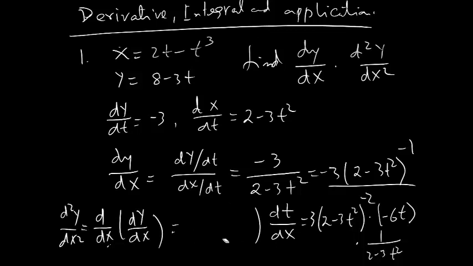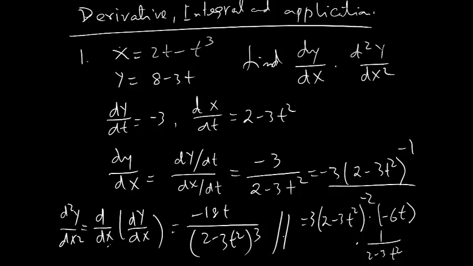So I'm writing the simplified version of my answer. 3 times -6t will give me -18t in the numerator. In the denominator, you see that this goes with the square and then another one here, so 3. You get 2 minus 3t squared to the 3. Okay, so this is my second derivative. So we got a parametric function, we got our first derivative and second derivative.